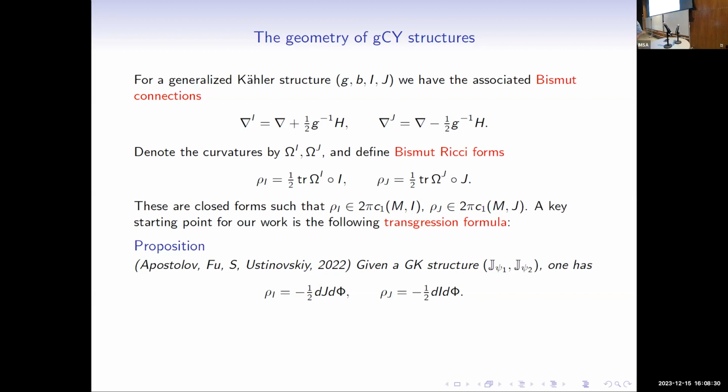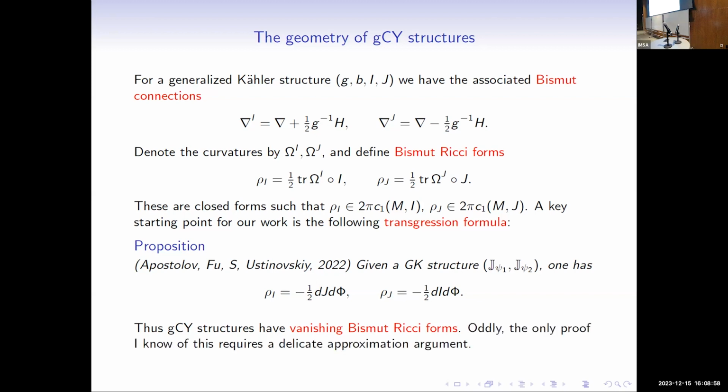And then rho J is -1/2 dId5. Again, rho J is I11. So that's how that works. In particular, if phi is constant, then you have the vanishing of these Bismuth-Ricci forms. You have an Einstein type equation coming out of this Calabi-Yau type equation, right?